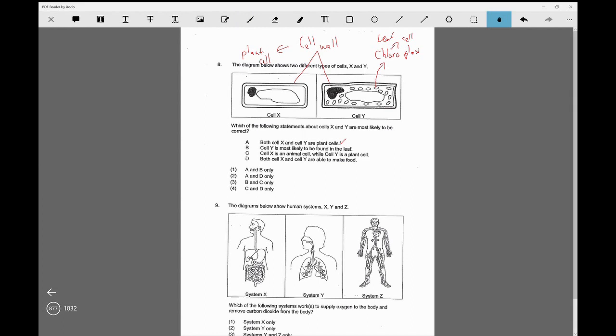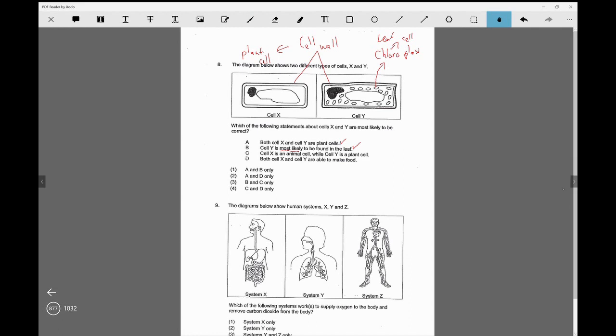Y is most likely to be found in the leaf, yes, because it has chloroplast and it can make food. So they use the words most likely, right? Because like I told you, some plant parts may have chloroplast as well. Not just the leaf, but usually it's the leaf.